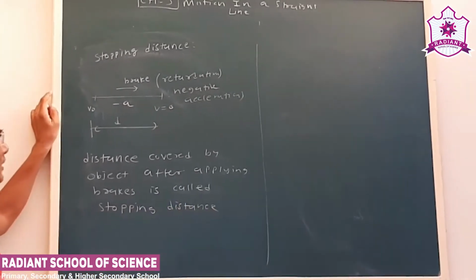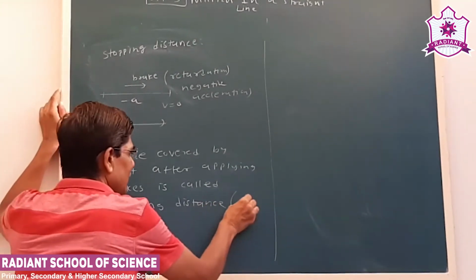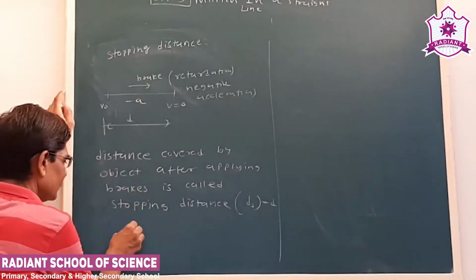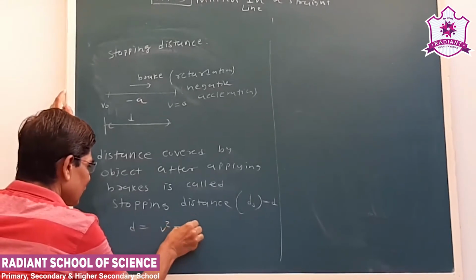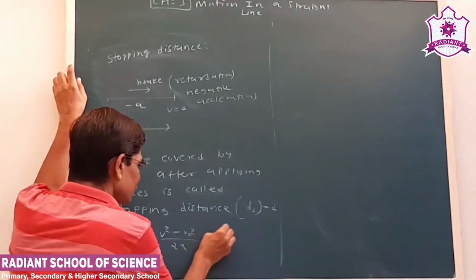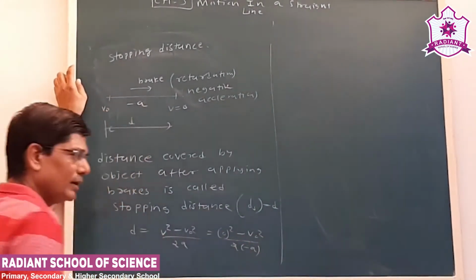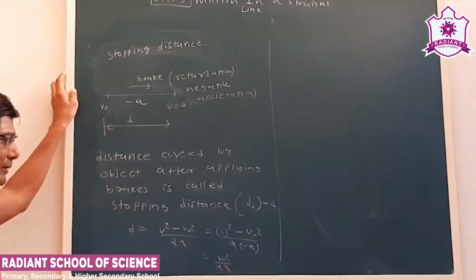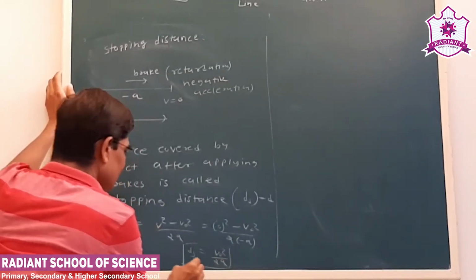Now we have to calculate stopping distance. Sometimes it is denoted as ds, or we can denote it simply d also. Now see our equation. Nowhere is time given, so we can use this equation: v square minus v0 square upon 2a. Now the final velocity is 0, so we can write v0 square upon 2a. This is the equation of the stopping distance.